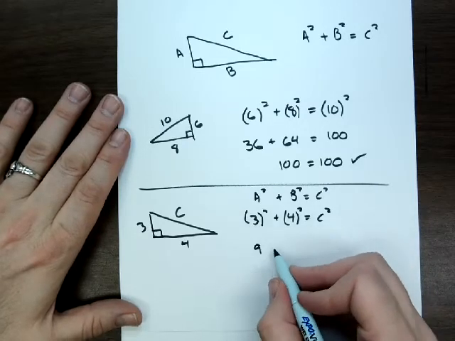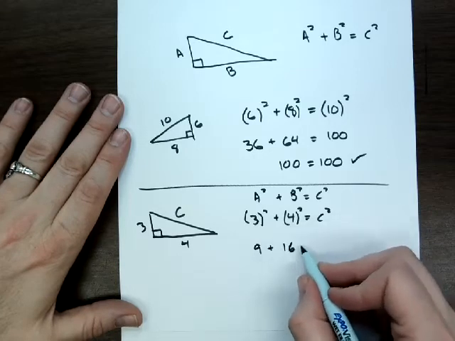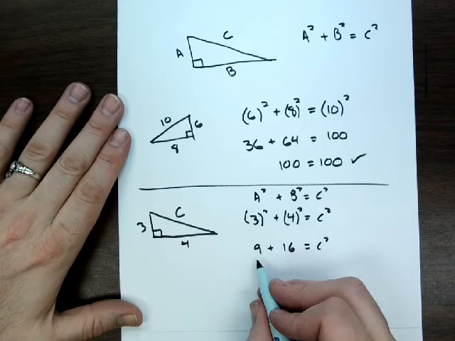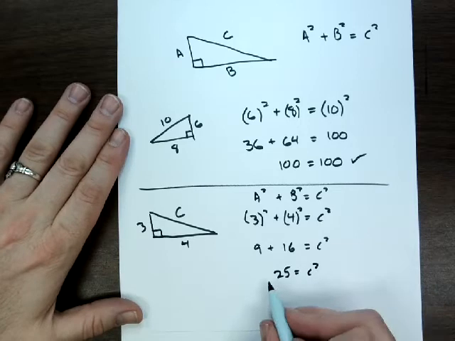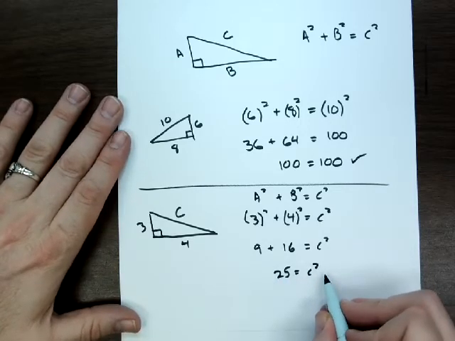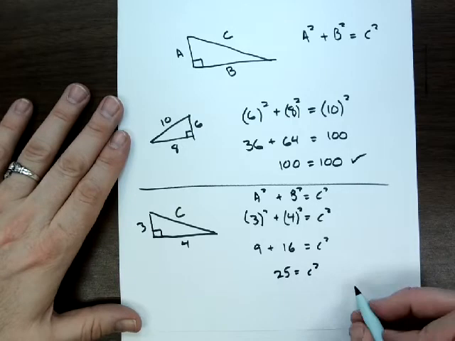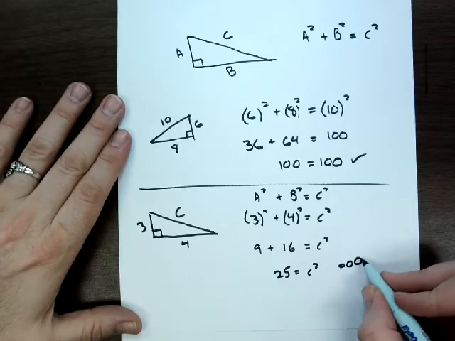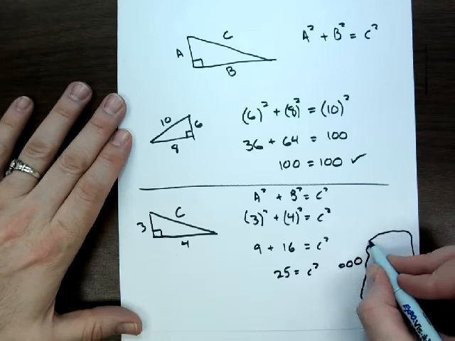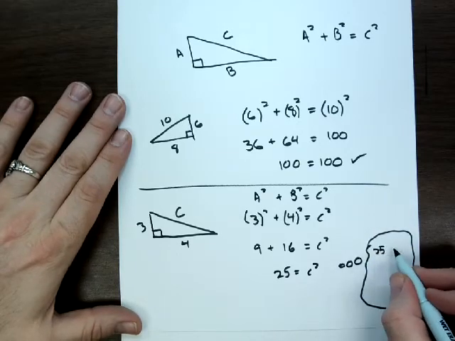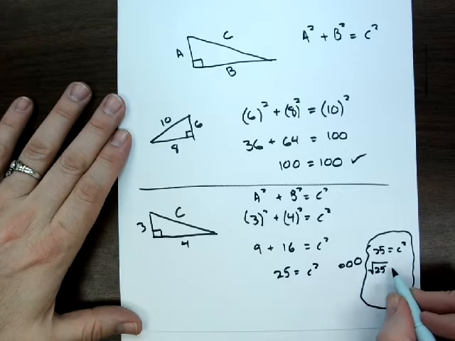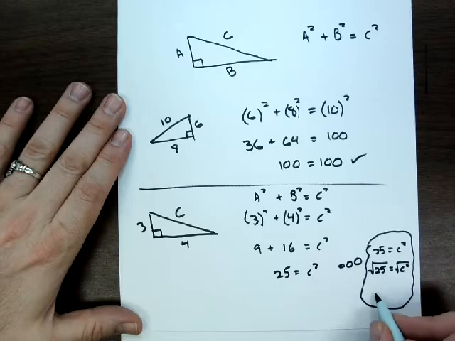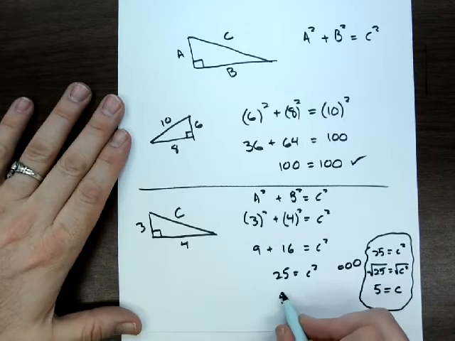3 squared is 9. 4 squared is 16. This is equal to this c squared. Now, 9 plus 16 is 25. That's equal to this c squared. And with this, I could in fact say, what number squared is equal to 25? Well, if I were to take the square root of both sides, I would find that my answer here is 5.